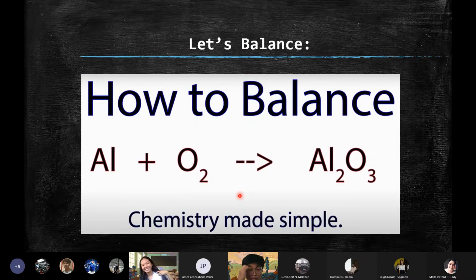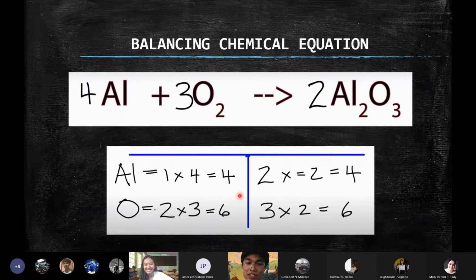Since there are no takers, I will be the one to answer the question. The balanced chemical equation of the unbalanced chemical equation earlier is 4 molecules of aluminum plus 3 molecules of oxygen yields two molecules of aluminum oxide. This is balanced through the process that we did earlier. The same process was implemented in order to balance this one.